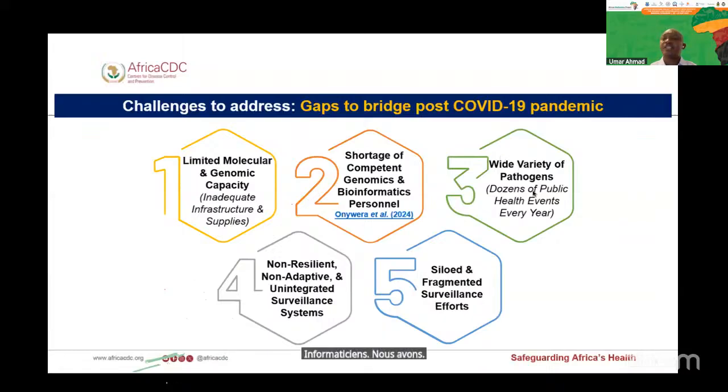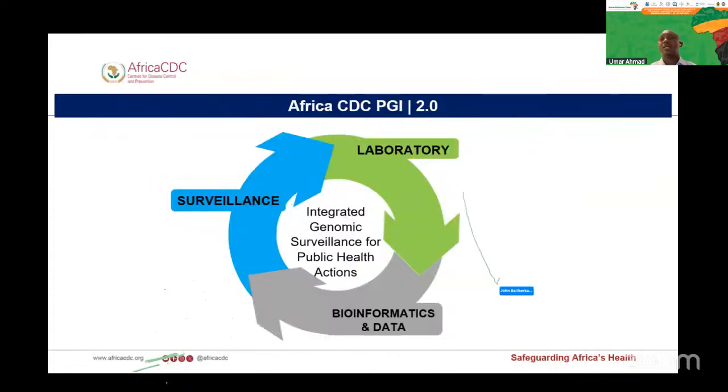There is a wide variety of pathogens, because there are dozens of public health events every day. You have pandemics here, pandemics there, within the country and within the continent. And non-resilient, non-adaptive, unintegrated health systems, and siloed and fragmented surveillance efforts, are all the key challenges that we recently identified. So that is what brought about Africa PGI 2.0.